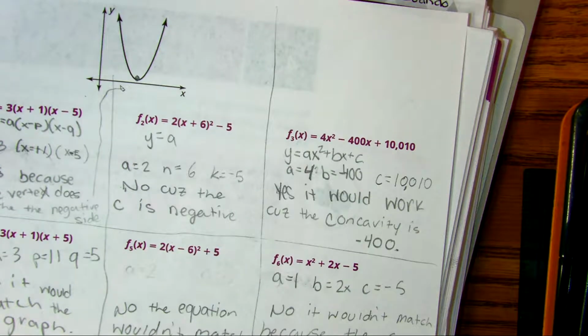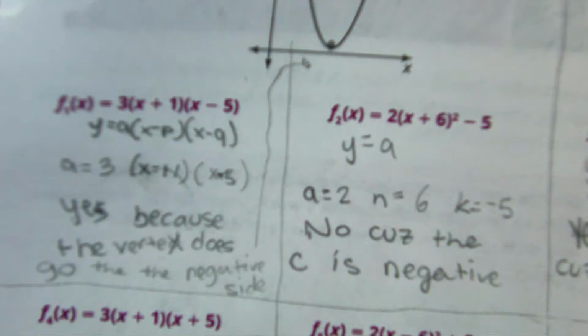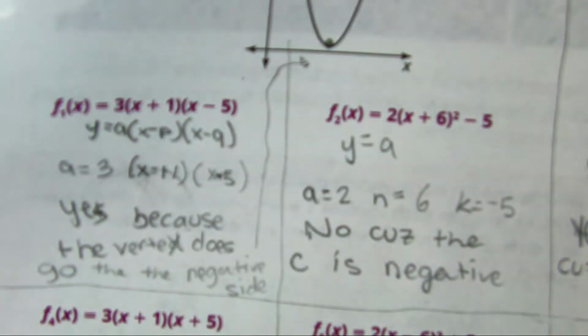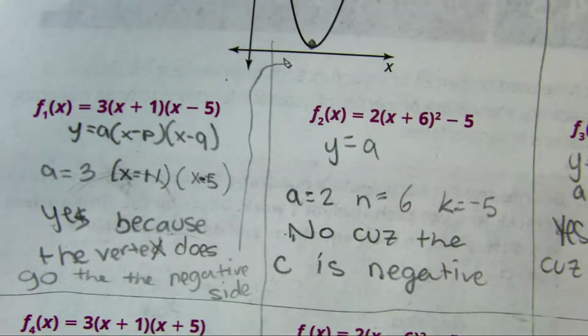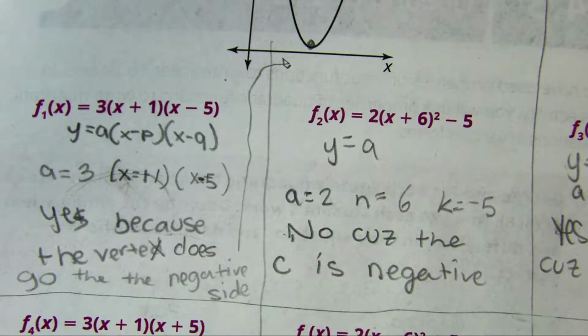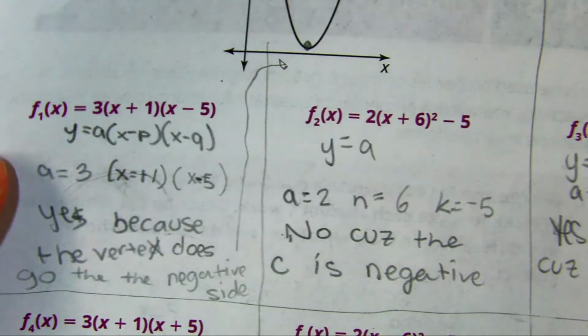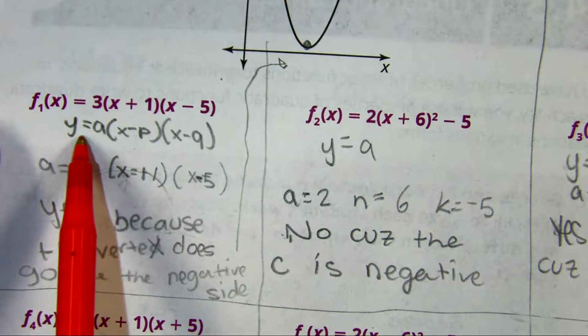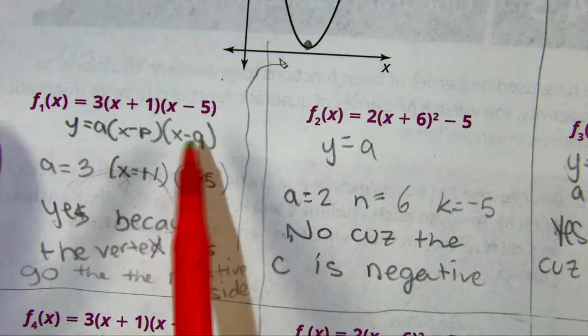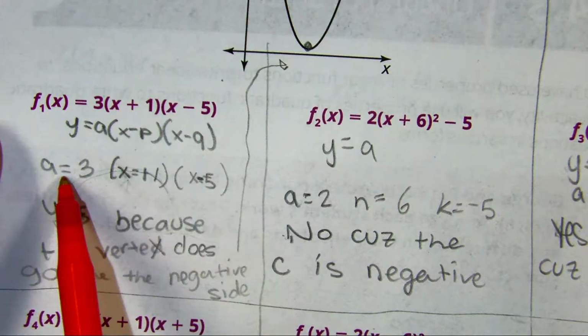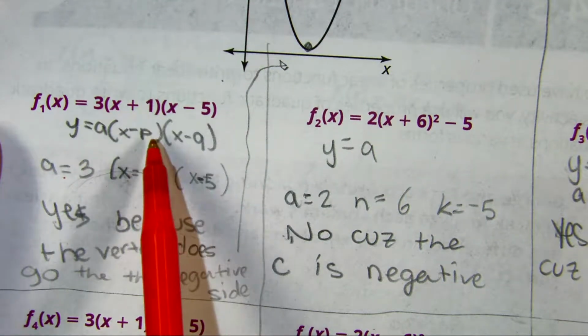Let's take a look at our student work here. Let's look at the first one. Alright, in this problem here, I recognize that the student knows that it is factored form. They wrote the formula right below it. They identified all their letters. Let's see if they got it.